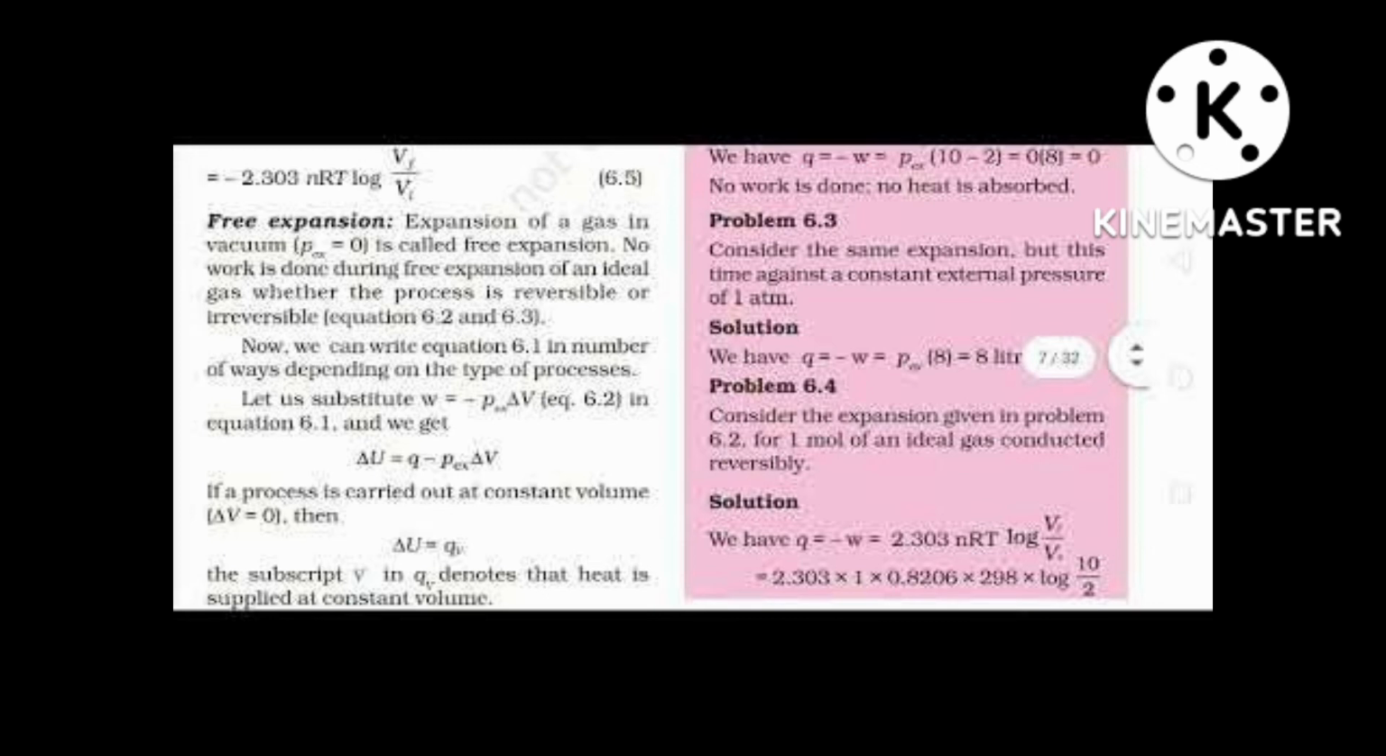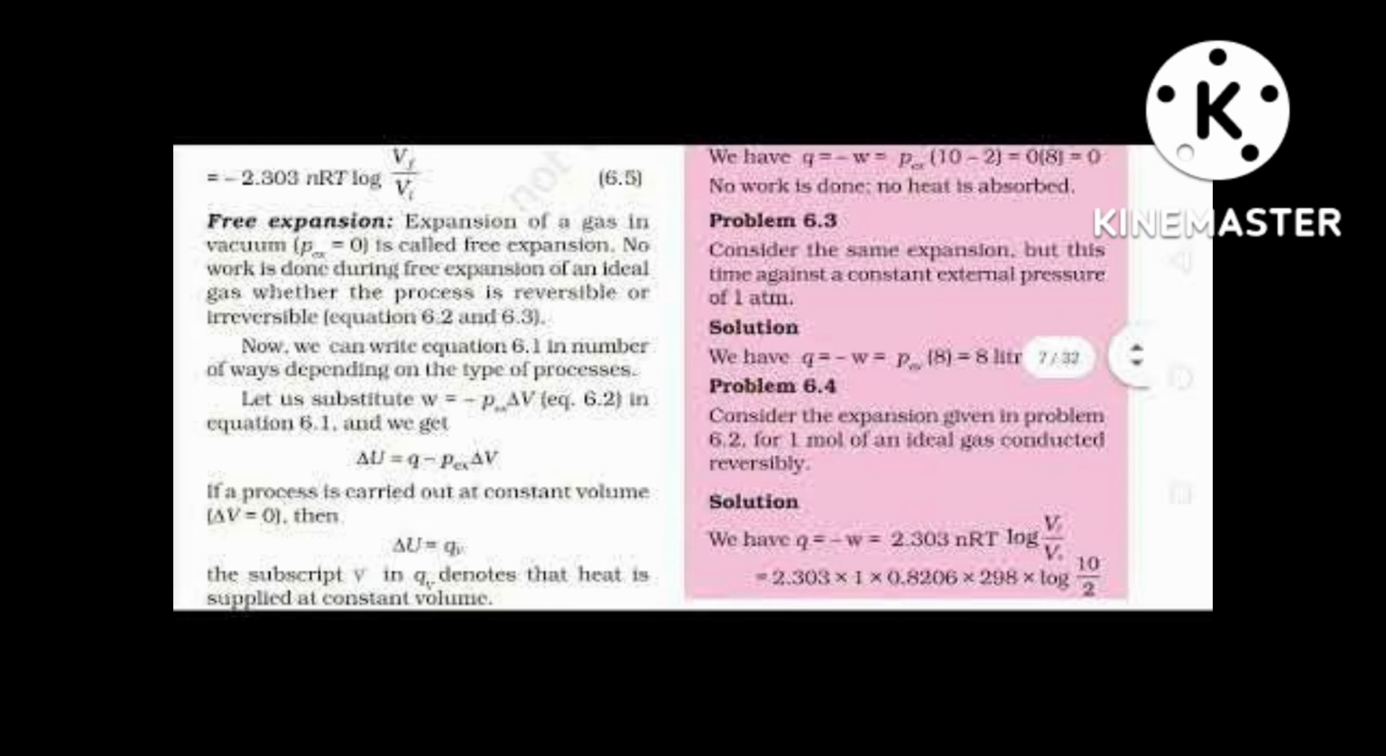Q is equal to minus W, and minus W is equal to... now, because expansion is going on, work will be done by the system. That's why it is minus W. Always keep in mind, because expansion is going on, work will be done, so it will be minus W. In the formula there is already one minus, so minus times minus gives plus. And W is equal to P into delta V.